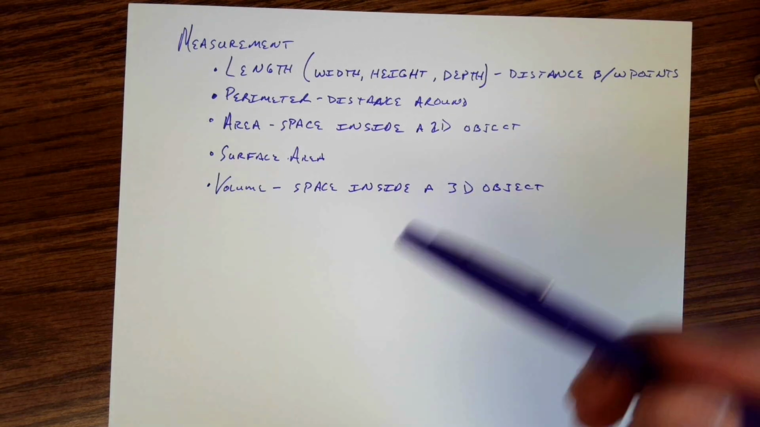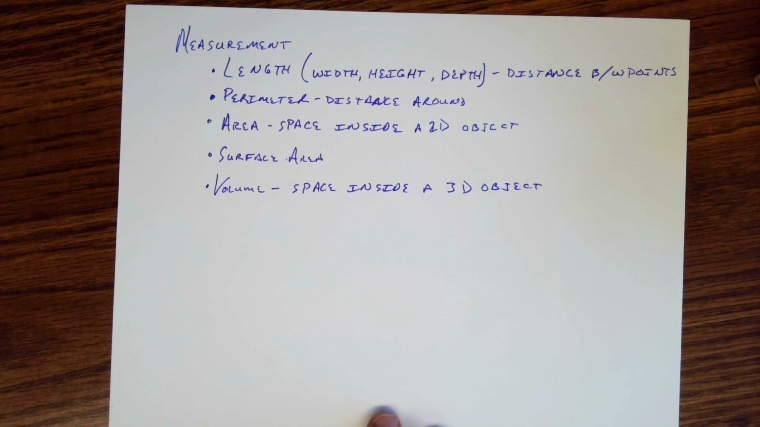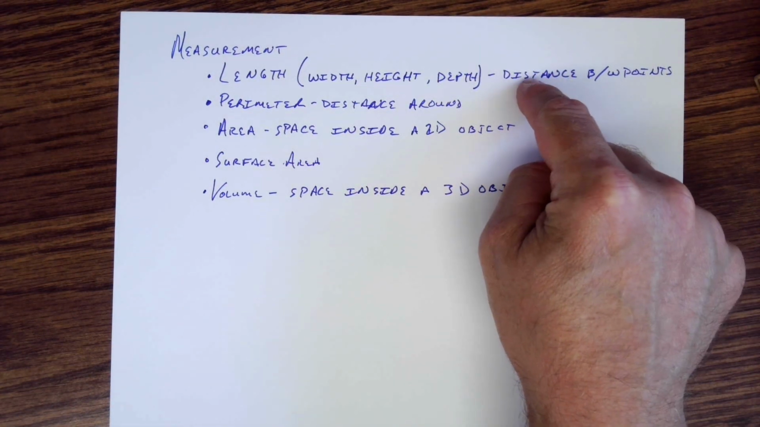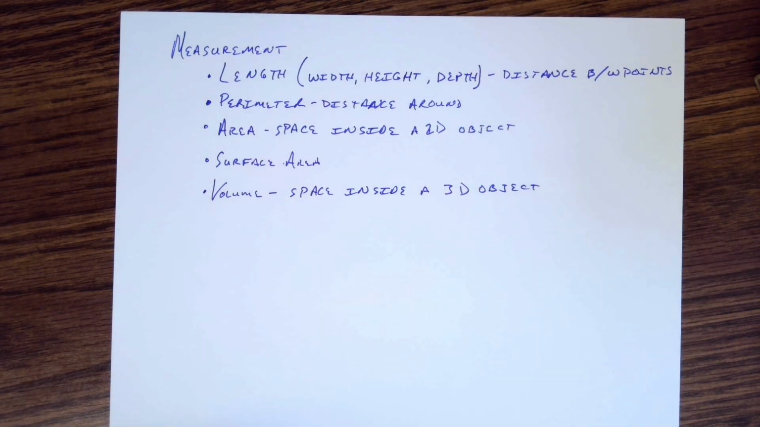Then we have perimeter, which is the distance around an object. So if length is how far it is between two cities, the perimeter would be how much fence we need to buy to enclose our backyard.